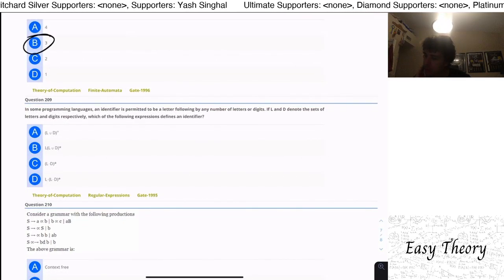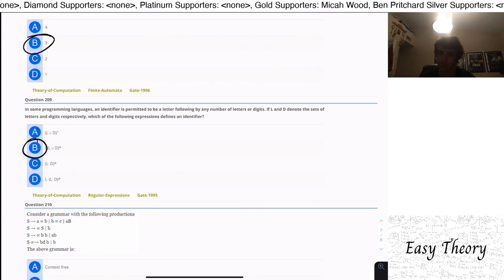In some programming languages, an identifier is permitted to be a letter followed by any number of digits or letters. If L and D denote a set of letters and digits respectively, permitted to have any, so it should be L followed by L union D star, so it should be B.